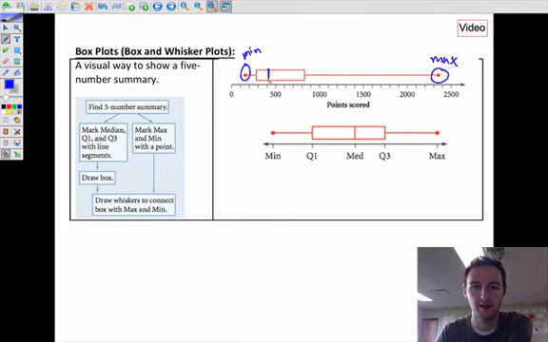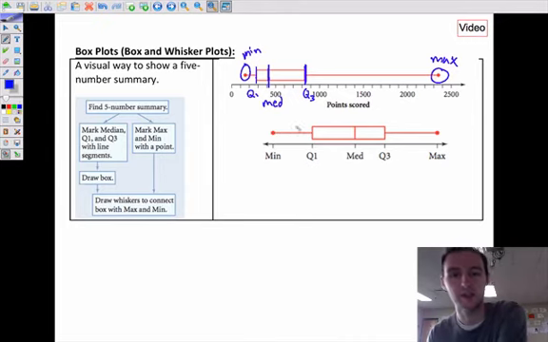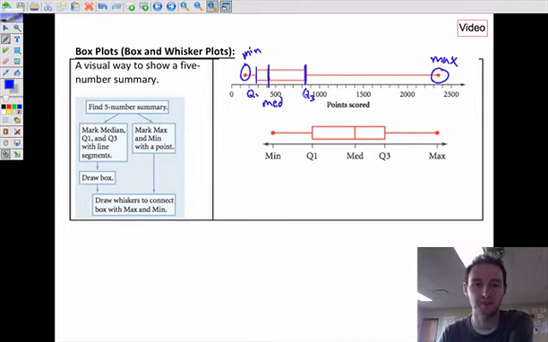And then you've got this box here. The middle line of this box shows the median. The lower line of the box shows Q1. The upper line of the box shows the Q3, okay? And so how we can look at this then is, obviously we can tell points scored.